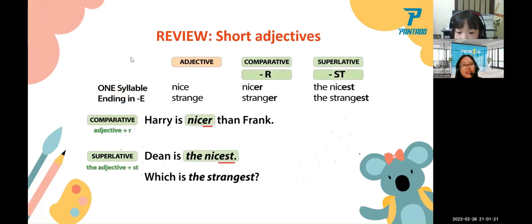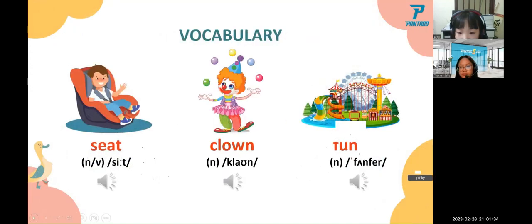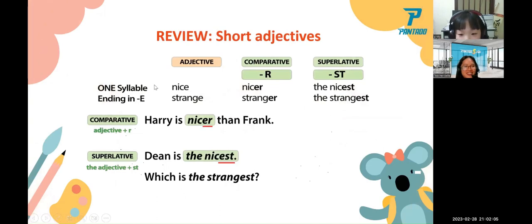Okay, now let's get the short adjective. Ton. I said ton. What do you mean by ten? I'm sorry, wait, let me find it again. Do you see it? No. What is it? You cannot see it? It disappeared because it's white. Oh, it's back again.